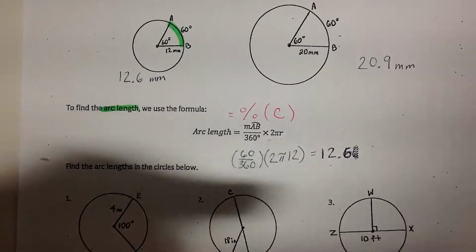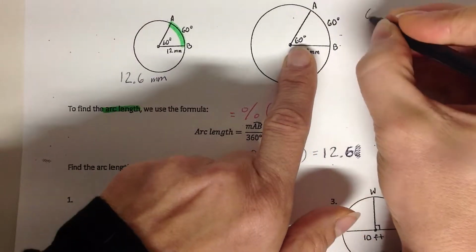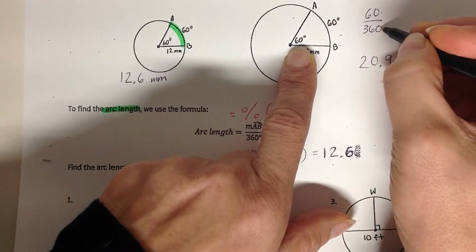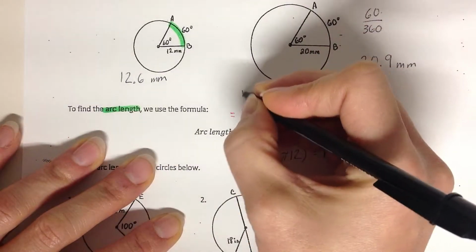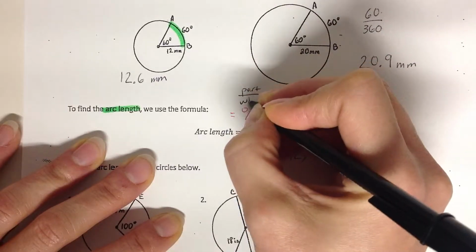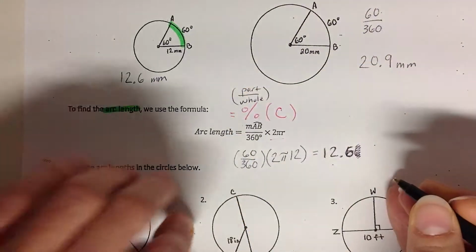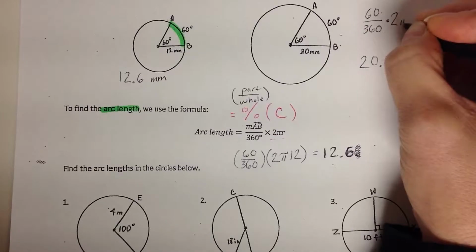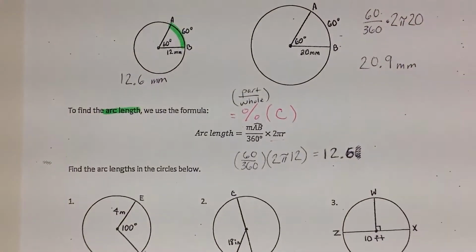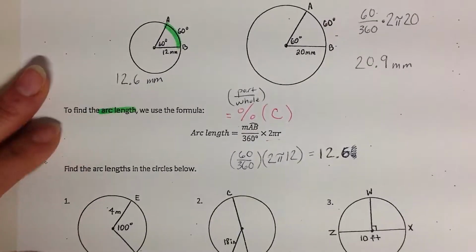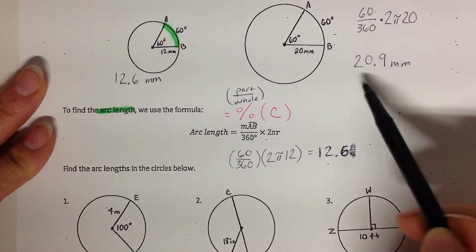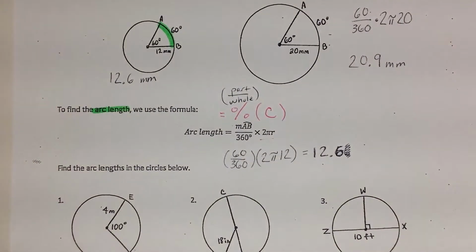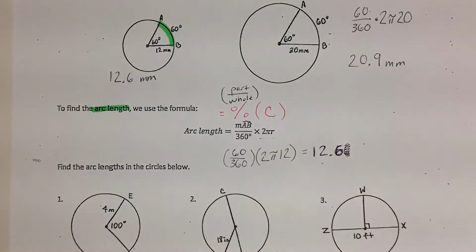So again, if you're writing down what you did on your paper, it's 60 out of 360. That's the part of the whole that I want. Percent is just part out of whole. And then I'm multiplying that by 2 pi radius. Again, if I'm looking at a multiple choice answer and I don't see this decimal that I just found with my calculator, look at your answer choices. If they have pi, you just have to figure out which one's right. You haven't done anything wrong, you're just in a different format.